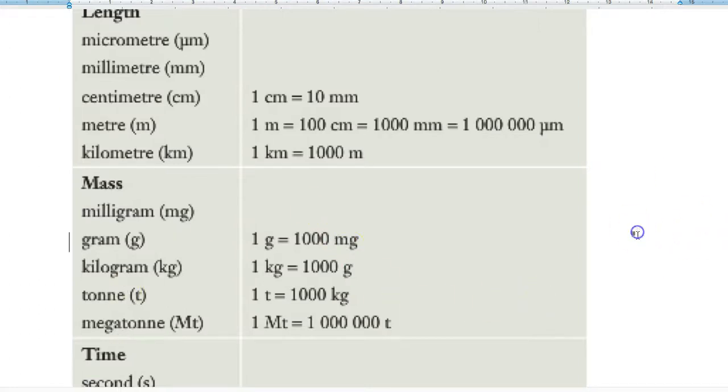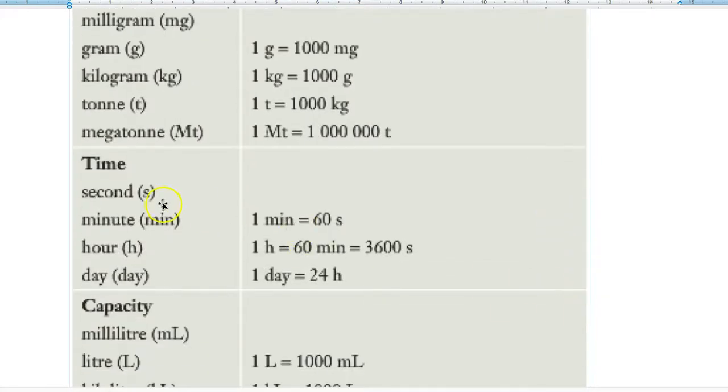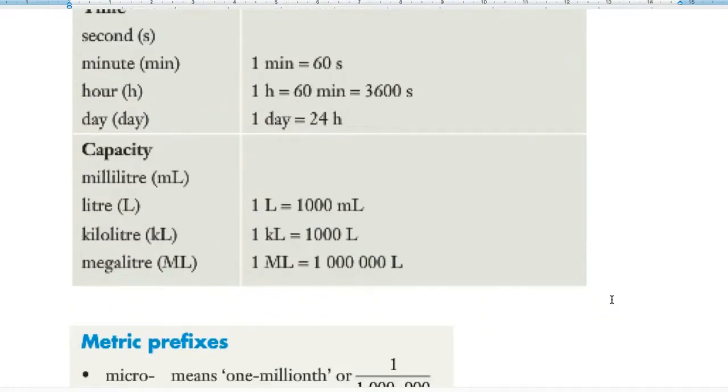Right, time, you know your time conversions, I'm hoping. Seconds are the smallest unit. Remember, there's 1 minute, 60 seconds. 1 hour is 60 minutes. Sometimes we will use that it's 3,600 seconds because an hour is 60 minutes, but each minute is 60 seconds. So 60 times 60 gives us the 3,600. Remember, a day is 24 hours.